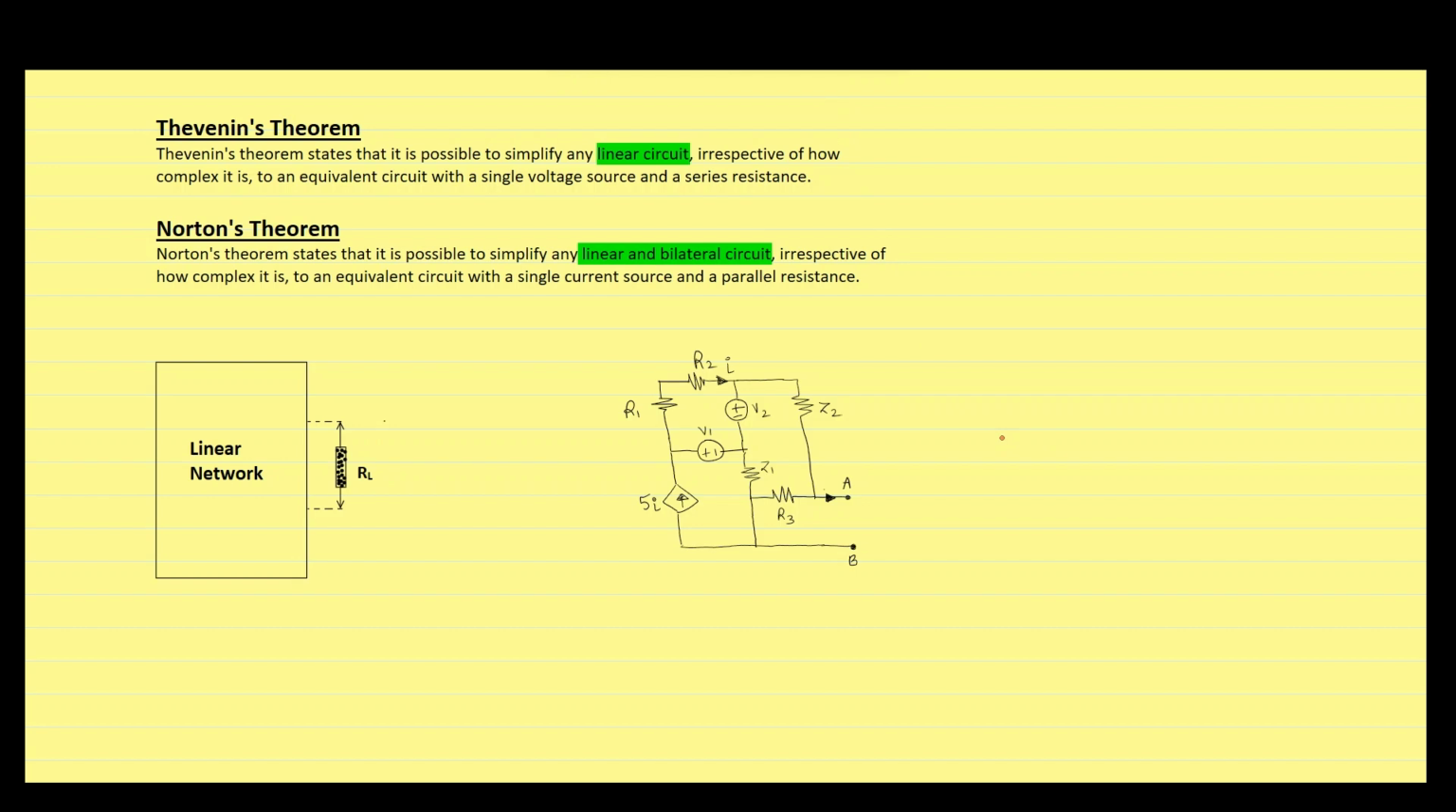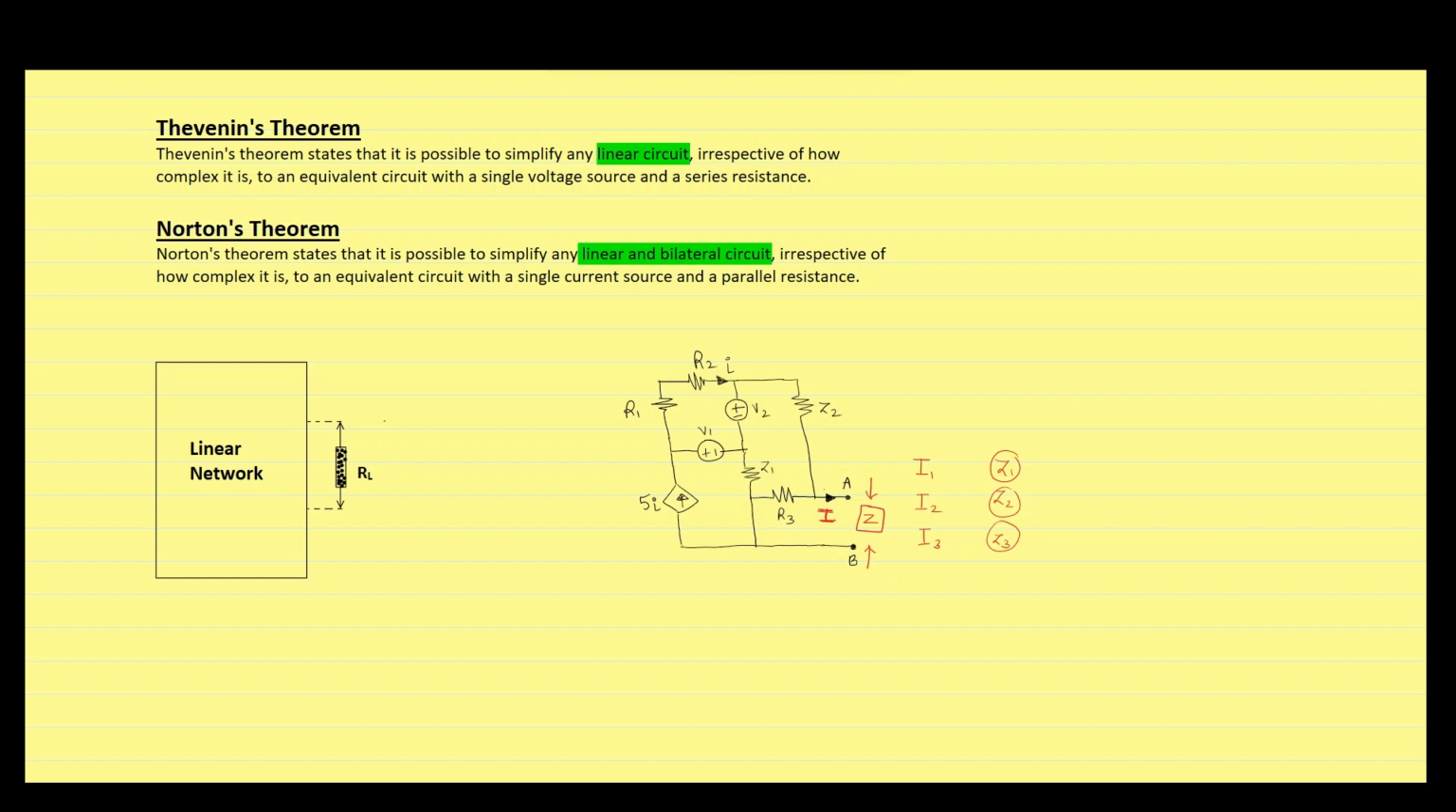Now assume that a question is provided to you in which you have to find three values of Z which need to be placed across the terminals A and B so that the current passing through impedance Z is equal to I1, I2 and I3. Obviously, we will be getting three different values Z1, Z2, Z3 for the corresponding currents. But if you are going to solve the complete circuit 3 times, then it will take a lot of time.